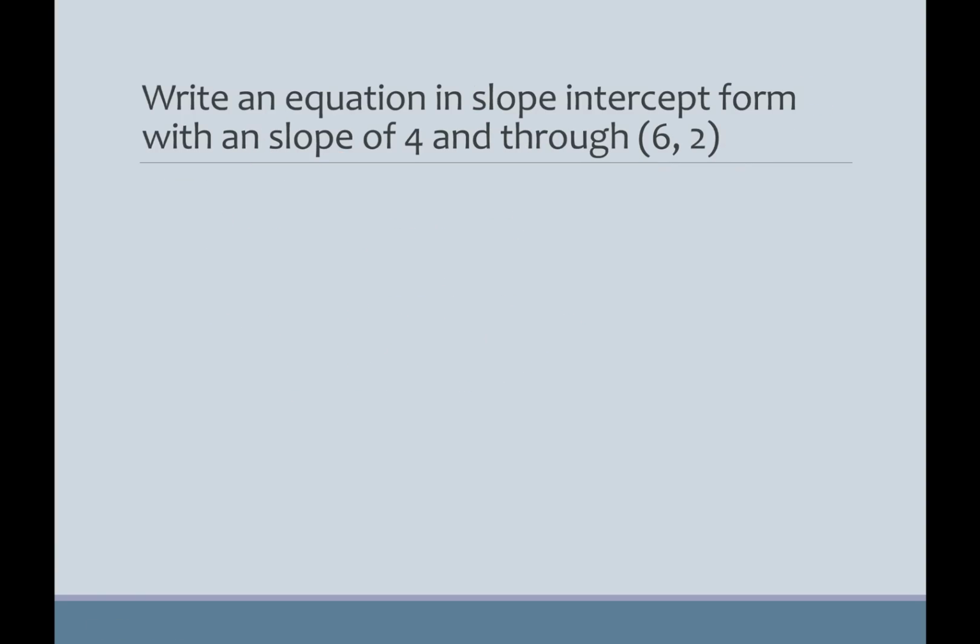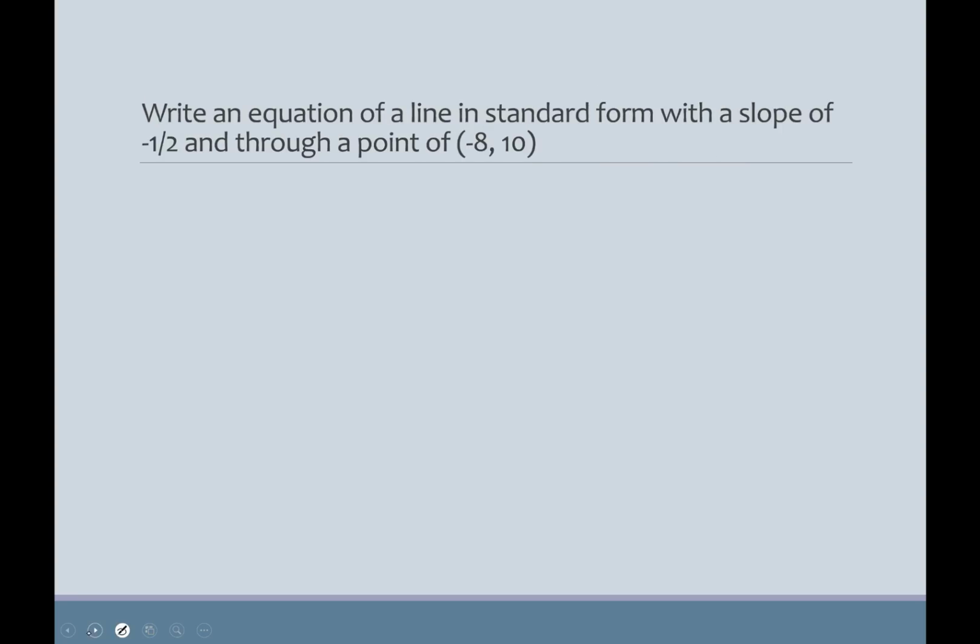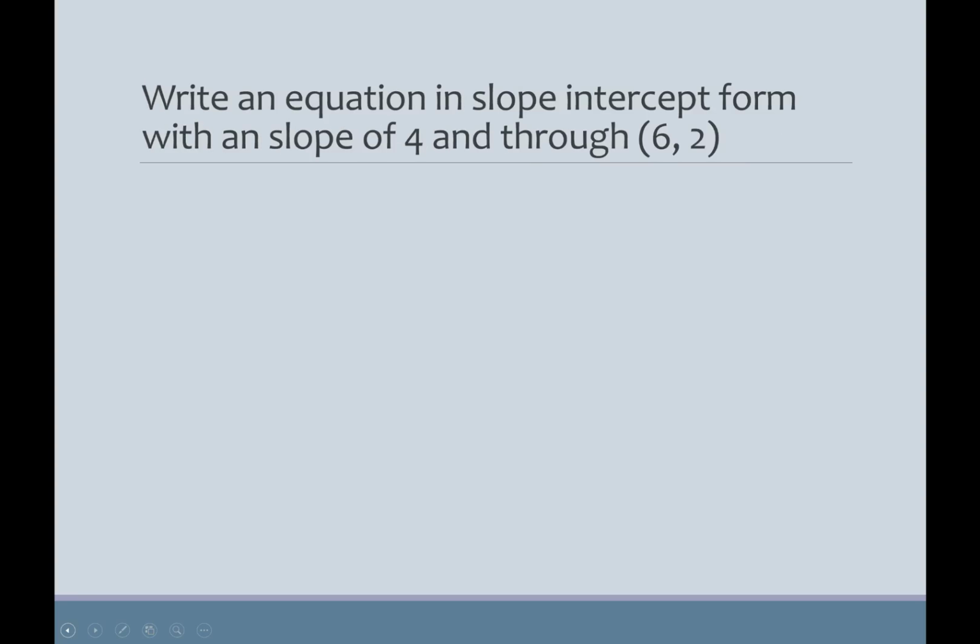Simple and done. All right. Now we're going to write an equation in slope-intercept form with a slope of 4 and through (6, 2). I want it in slope-intercept form, but I don't have an intercept. I have a slope and I have a point. So that tells me I'm going to use point-slope form.